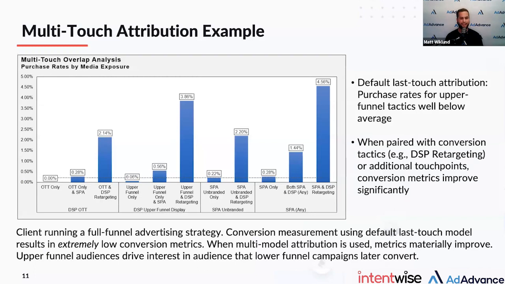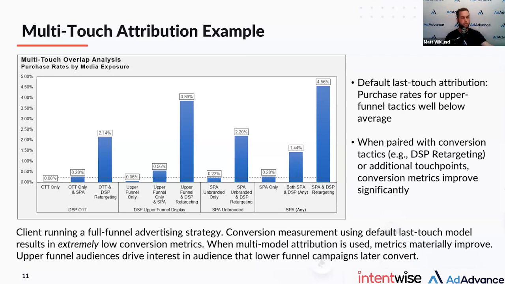So on this slide, this is a fairly involved graph, but it really showcases the power of overlapping and multiple touch points throughout the ad journey. These are real results for one of our clients. Basically, what we're measuring here are purchase rates through Amazon DSP and sponsored ads when people have been exposed to only a single ad type or to multiple ad types together, and what the multiple touch points do to conversion rates when they've been exposed to multiple media channels.